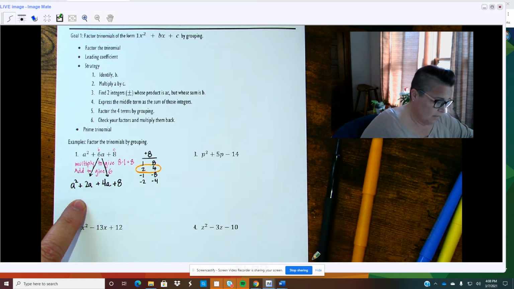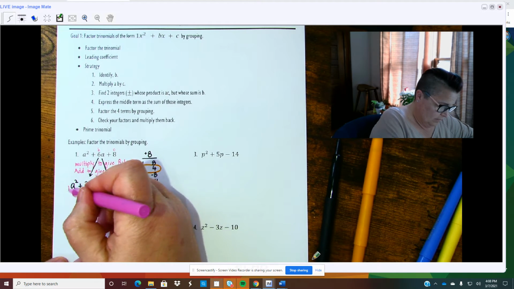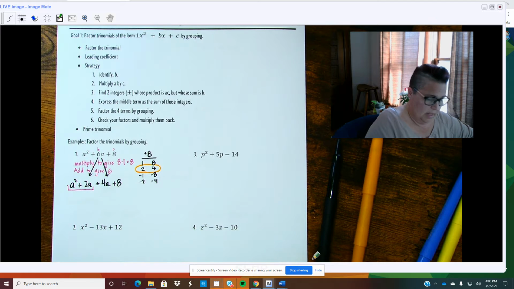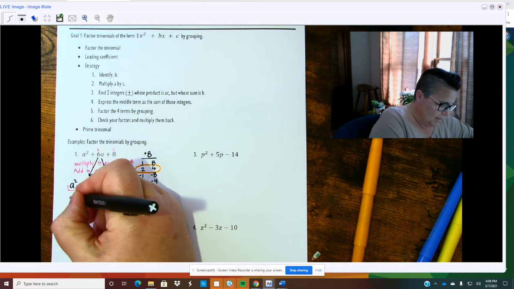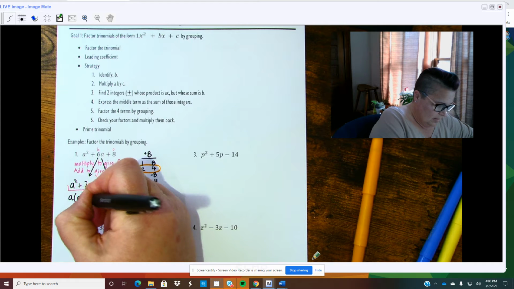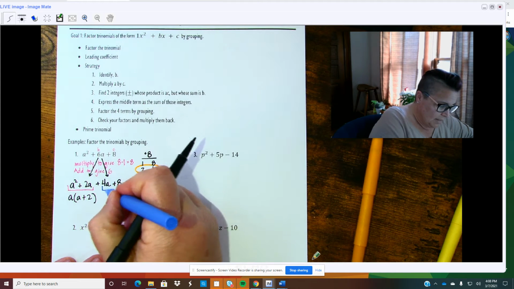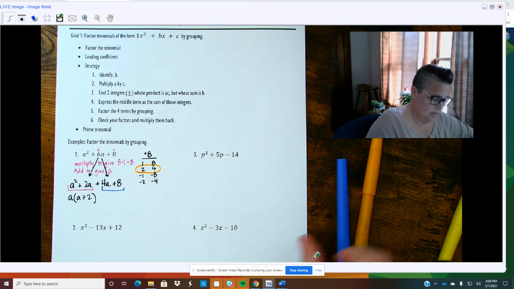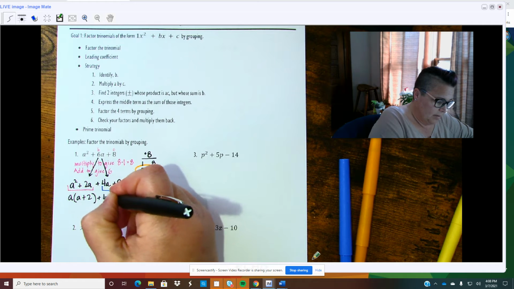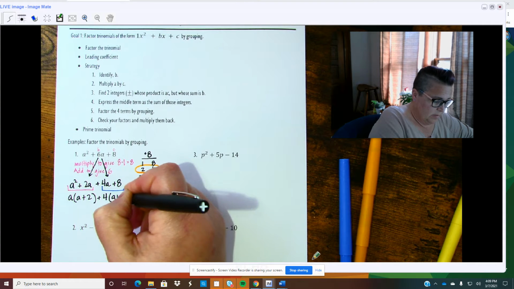Now I can look at my first pair, a squared plus 2a, and I can pull out an a, leaving me with an a plus 2. And I can look at the second pair, and from that pair I can pull out a 4, leaving me with a plus 2.